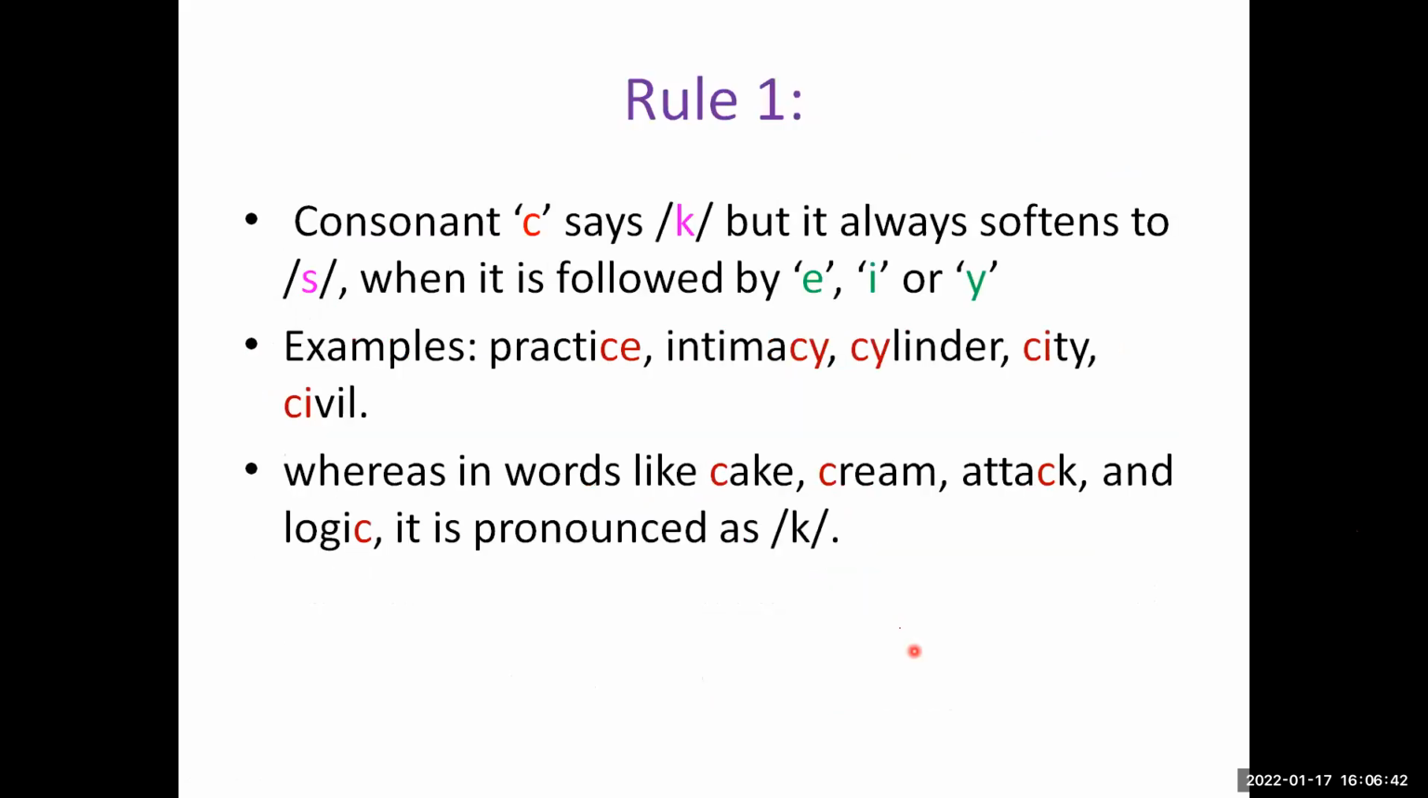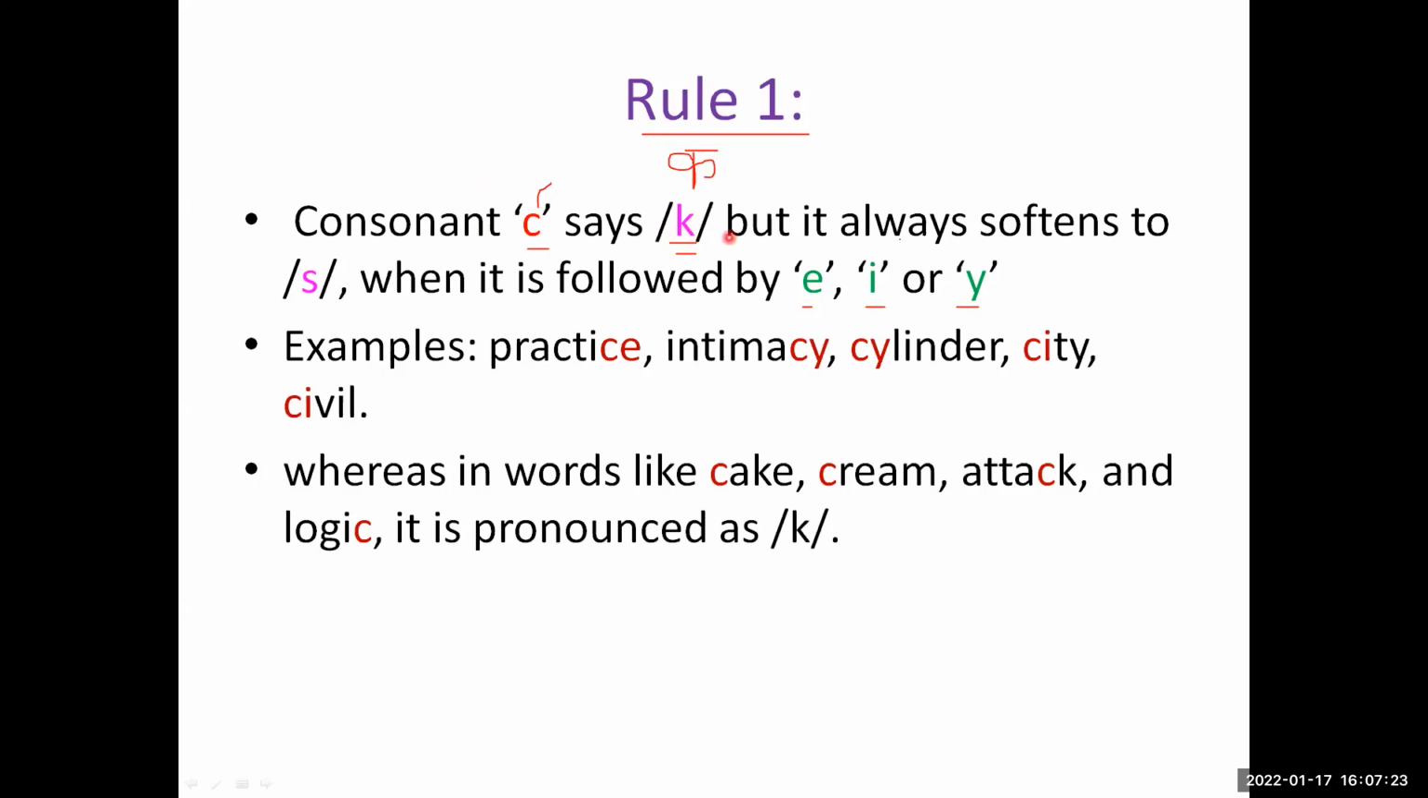Okay, first of all, here you people are going to see rule number 1. This rule says consonant C says /k/, but it always softens to /s/ when it is followed by E, I, or Y. So what is this? This is letter C. But this is a consonant, okay? And it sounds what? It sounds /k/. Remember, this is sound /k/. It is not the letter K, okay? That is not a letter; it is written in slanting lines, slash lines, that is sound. So that is sound /k/.